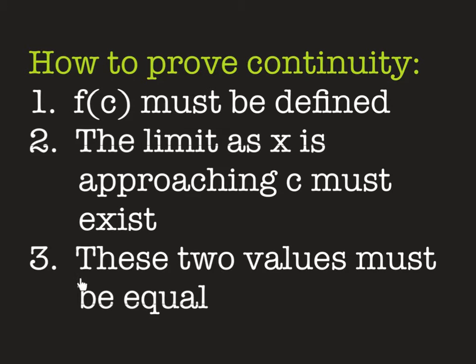The third and final step is that whatever values you get for your step 1 and your step 2, so the function value and also the limit, those 2 values must be equal.